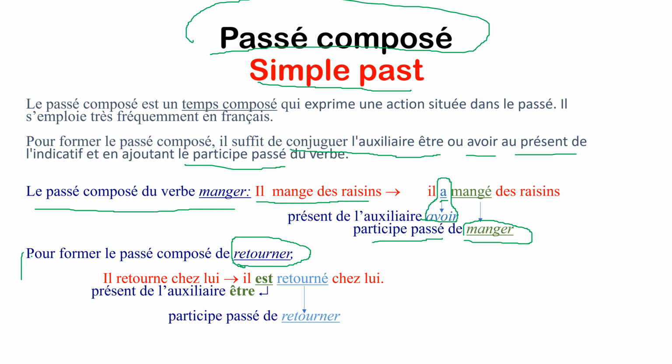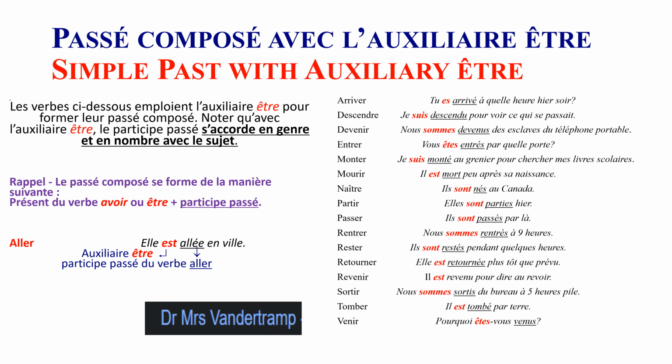Alors, présent de l'auxiliaire être, c'est EST, et le participe passé du verbe retourner, c'est retourné, R-E-T-O-U-R-N-E accent aigu. And what do we have? Il est retourné chez lui. It's very simple. All you need is practice it and follow the formula. For students who studied French in Canada in high school, this is going to bring back some sweet memories.